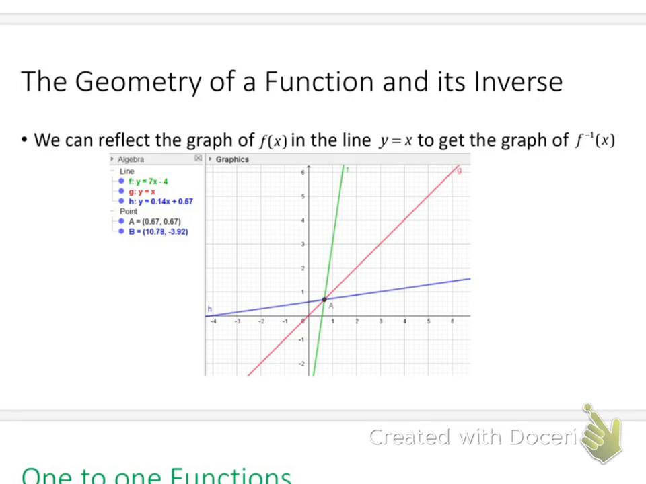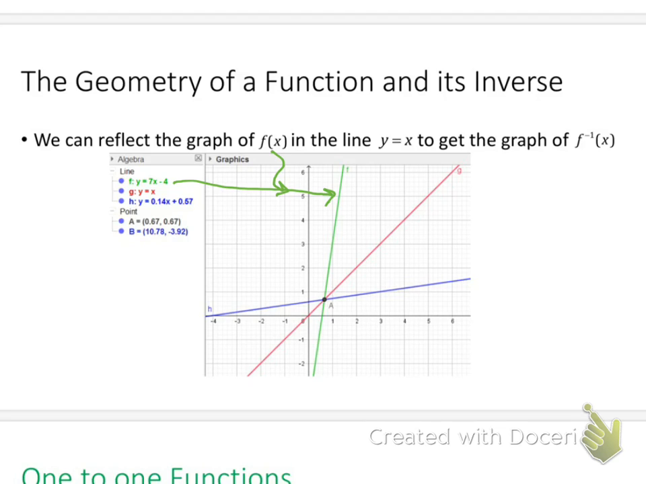There is a certain geometry of a function and its inverse that's important to note. You can reflect the graph of f of x in the line y equals x to get the graph of f to the negative 1 of x, which is the inverse. So which lines are which here? The graph of f of x, if f of x was 7x minus 4, I believe, that's your green graph. That is your original function.